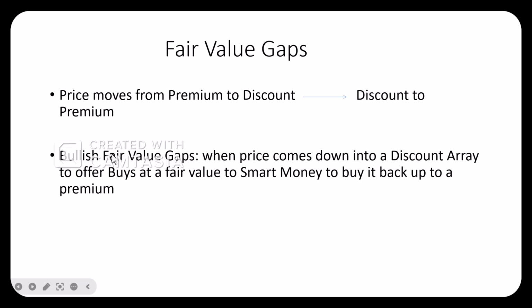If that gap, that BC in the market is a discount array, it will offer buys at fair value to the market, to smart money to buy it back up into a premium. That is when it is considered a bullish fair value gap, because it does offer smart money to buy it at fair value.